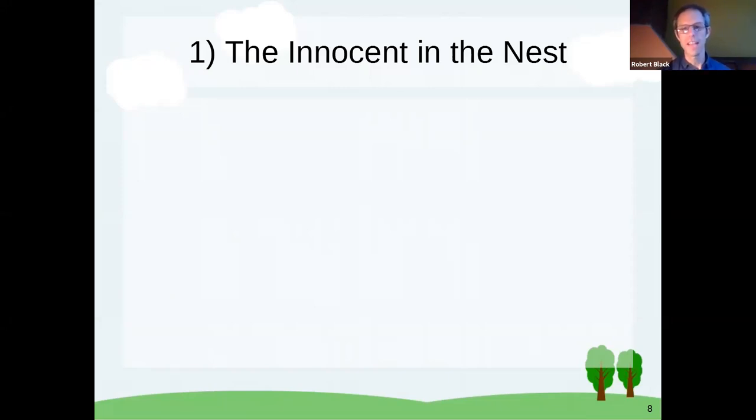So the innocent in the nest is Bill Plotkin's name for the first stage. And so this is what happens after birth, you could say, leading up to birth as well.